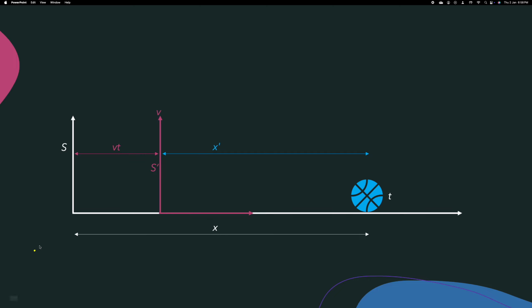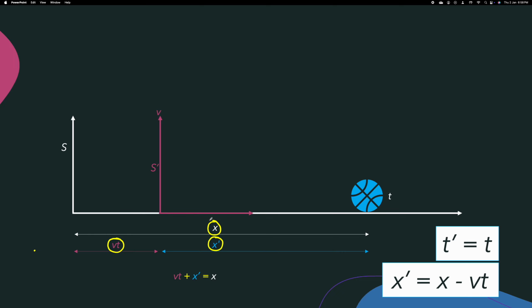Okay, if that's clear, we'll do simple math to find the relationship between this x and x prime. So can I write the sum of vt and x prime is equal to x? That's what I've written here: vt plus x prime is x. That implies x prime will be x minus vt, whereas t prime will be t itself.